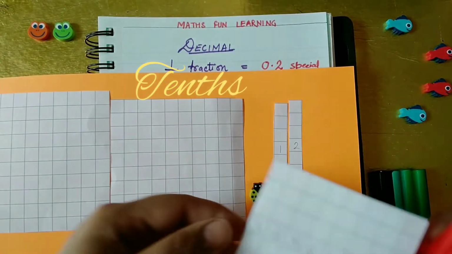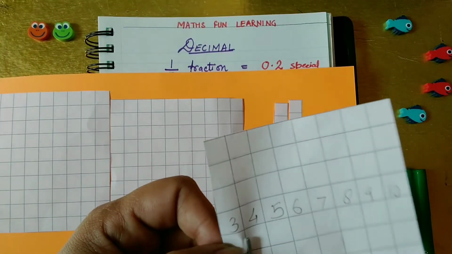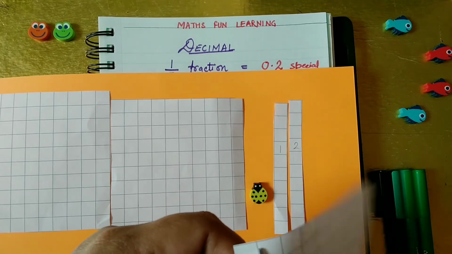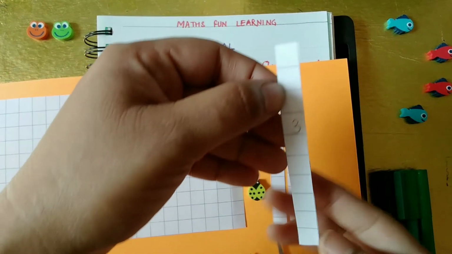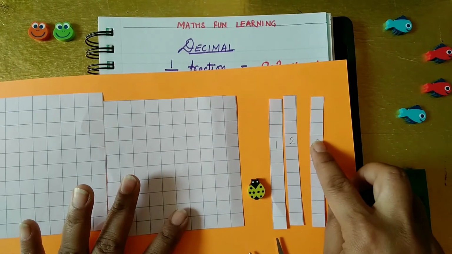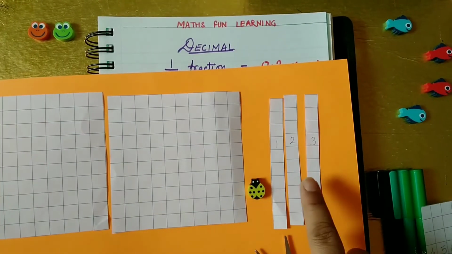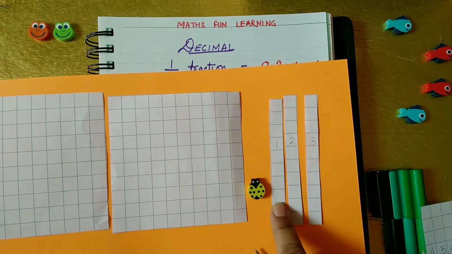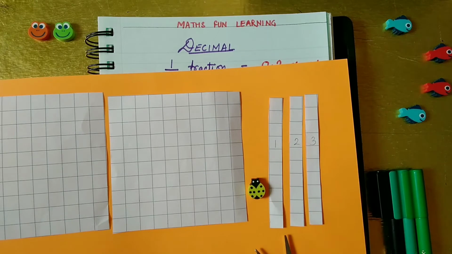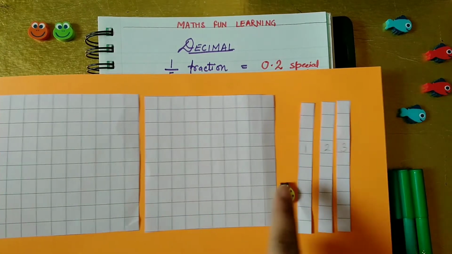2 rods and 3 rods. In one rod, how many small blocks, small squares, are there? Exactly that, 10 squares are there. So out of 10 rods, we used only 3 rods. This is tenths. Every rod has 10 small squares. Now this is represented as 2.3.